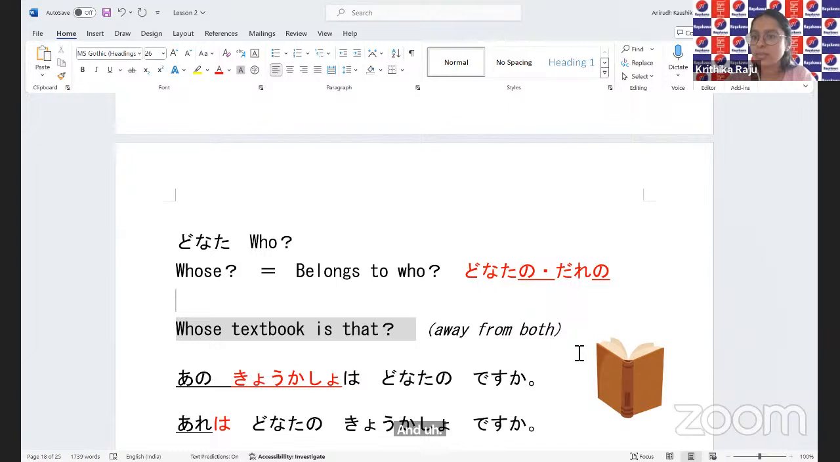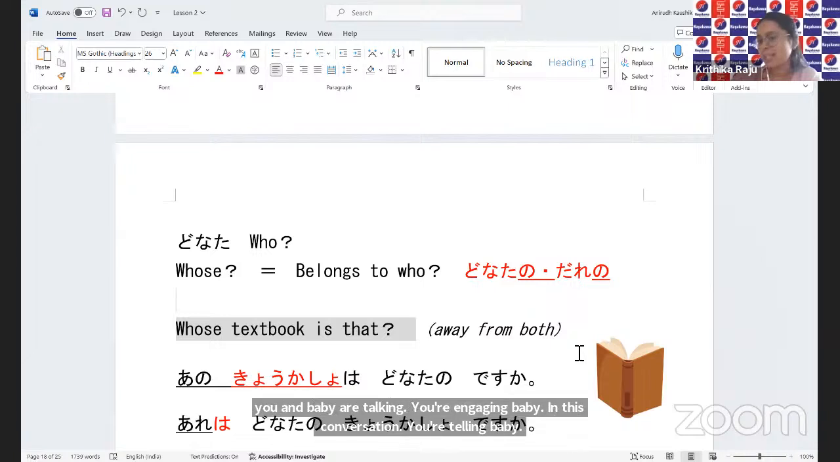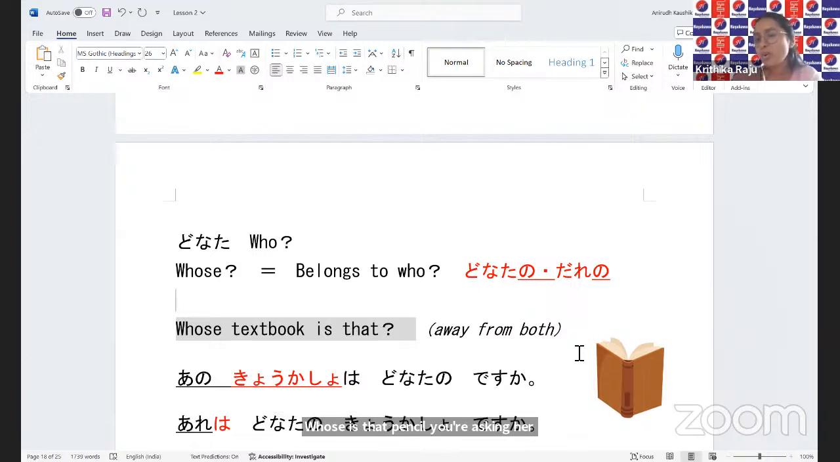Okay, so you're looking at that pencil, and that pencil is next to Devi-san. So you and Devi are talking. You're engaging Devi in this conversation. You're telling Devi, whose is that pencil? You're asking her the question, whose is that pencil? Now, this is my sentence. Whose is that pencil? What is the topic of my sentence?